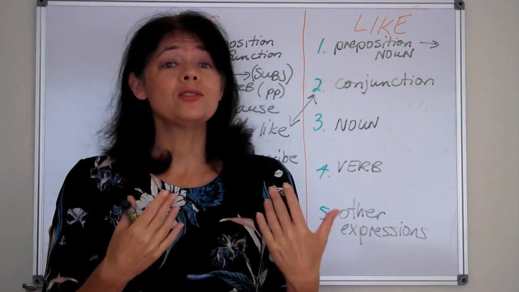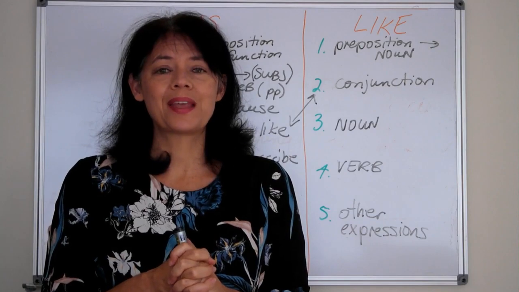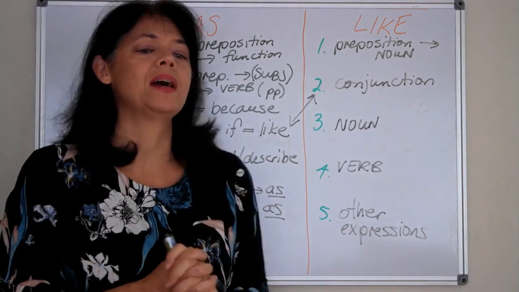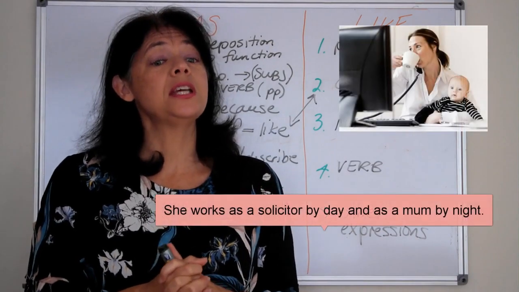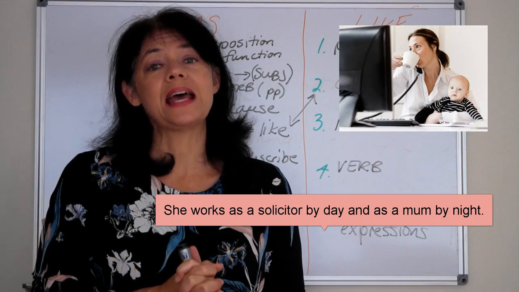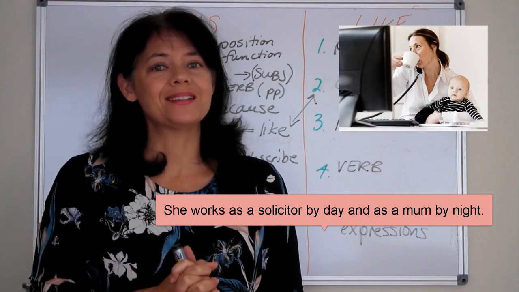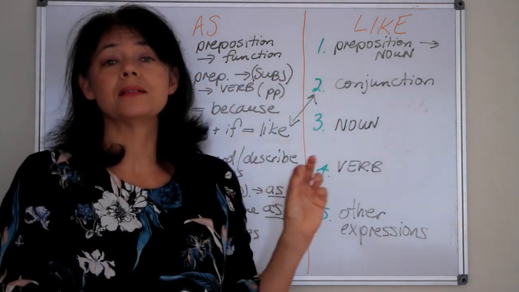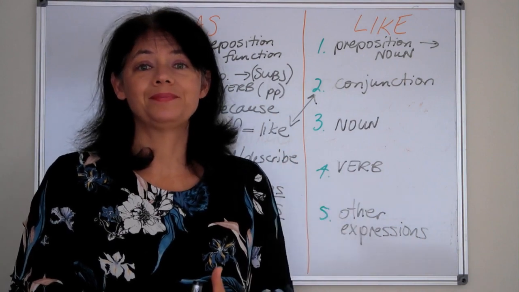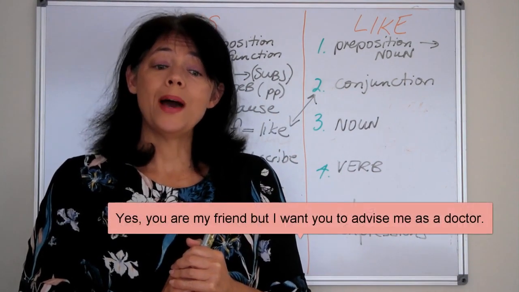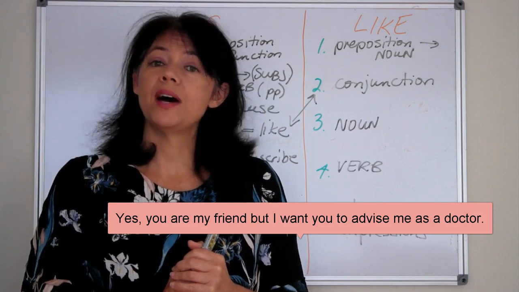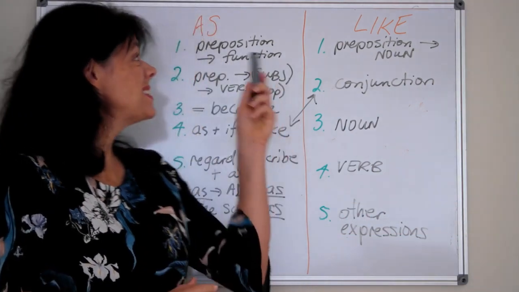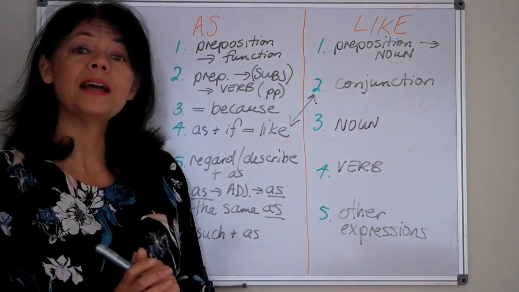Okay, now I'll just go through some examples with you and see if you can work out which function they apply to. The first one is, she works as a solicitor by day and as a mum by night. This one's easy. It's the first one here. As a solicitor, as a mum. Yes, you are my friend, but I want you to advise me as a doctor. As a doctor is the same preposition followed by a function noun.